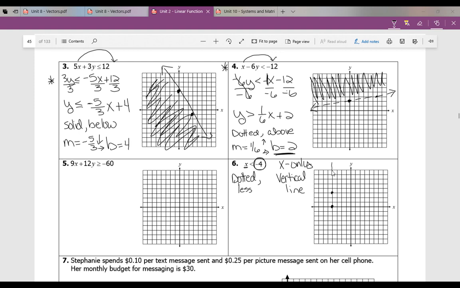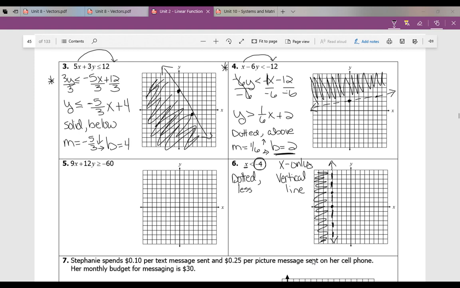This is a dotted vertical line. Kind of hard to see, but I'm trying to make them a little bit. So we're going to go straight up and down through -4. And then the side of this line that would be less than would be the left side, because the further you move away to the left, the numbers get smaller.